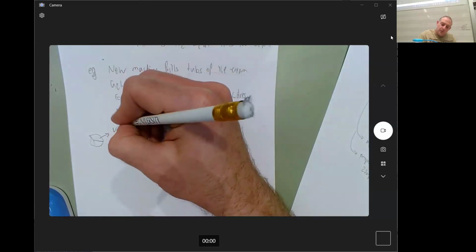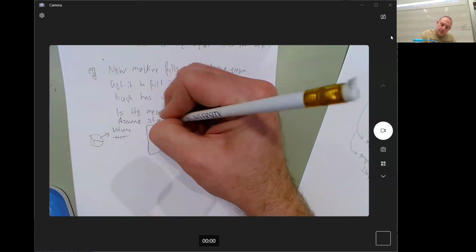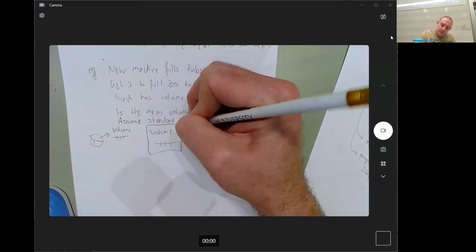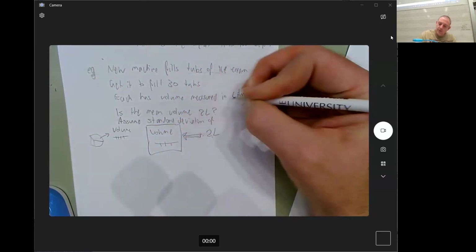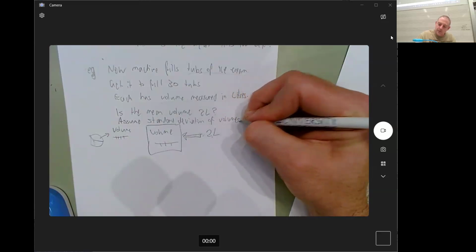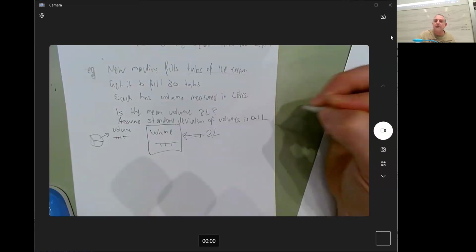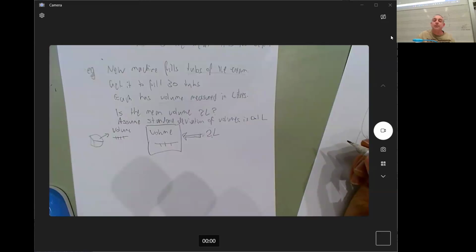We're going to assume the standard deviation is 0.1 liters, something like that. That's a pretty high standard deviation for a quality control situation, but I can't be bothered fixing it now.